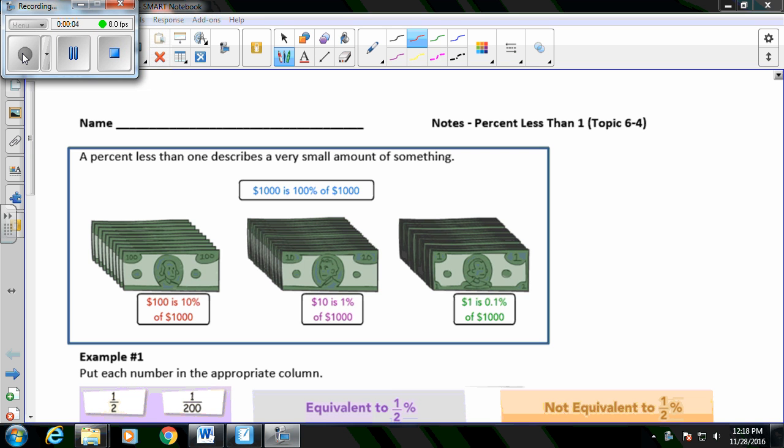Good afternoon. Today we're going to be talking about percents less than 1. So our first key concept here: a percent less than 1 describes a very small amount of something.